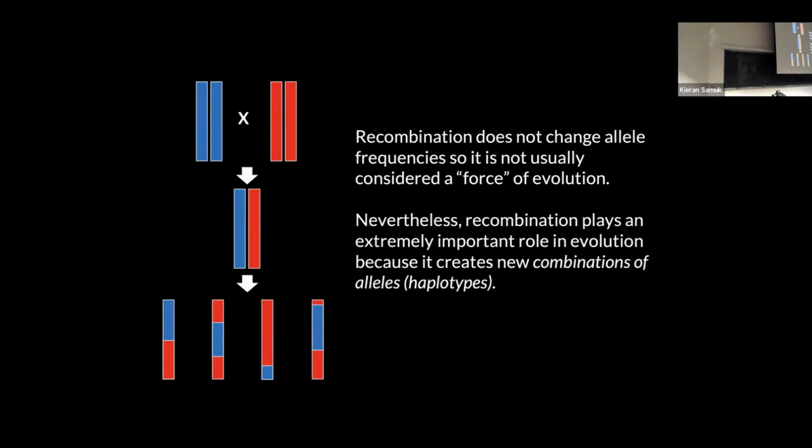Nevertheless, it does play a really extremely important role, I think, in evolution because it creates new combinations of alleles, that is to say haplotypes. So, if we think of, for example, this cross here between two parents giving rise to this F1, all of these new haplotypes here have not existed before, don't exist in these grandparents. So that's a source of new genetic variation.